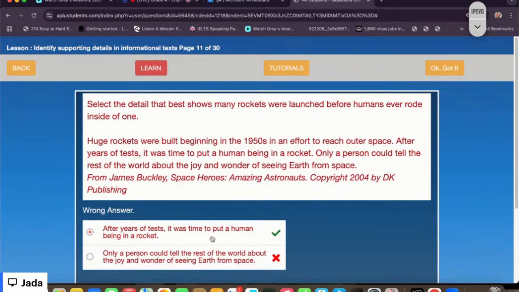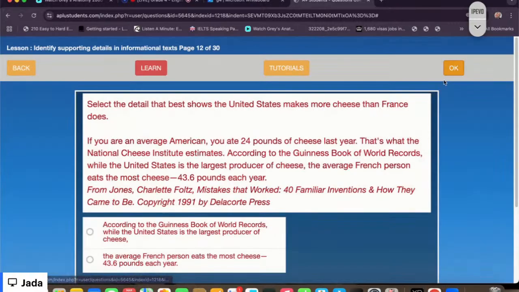So, the first one: after years of tests, it was time to put a human being in a rocket. So you can see that it shows many rockets were launched before humans ever rode in one. So they were launched before we had human beings riding in them. Okay. So select the detail that best shows the United States makes more cheese than France does. First or second?